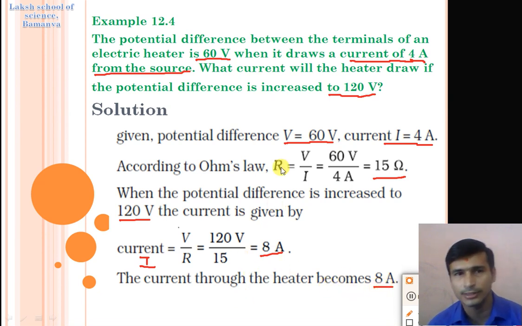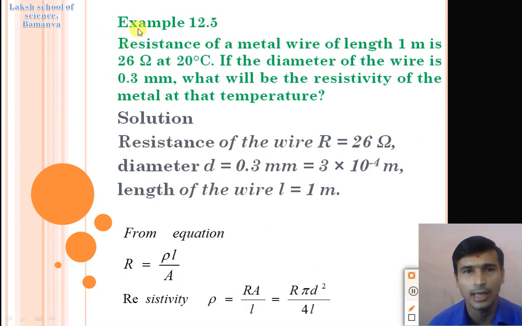So dear students, this answer we can calculate orally also. Here when the potential difference is 60 volt, the current passing through the heater is 4 ampere. Now when we double the potential difference from 60 volt to 120 volt, the current drawn by the heater also doubles. So double this current, 4 ampere multiplied by 2, we get the answer 8 ampere. Now example number 12.5.